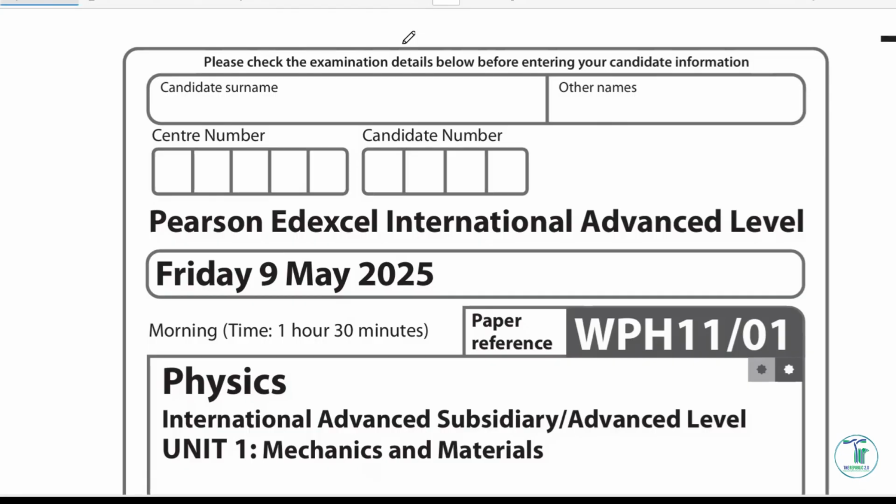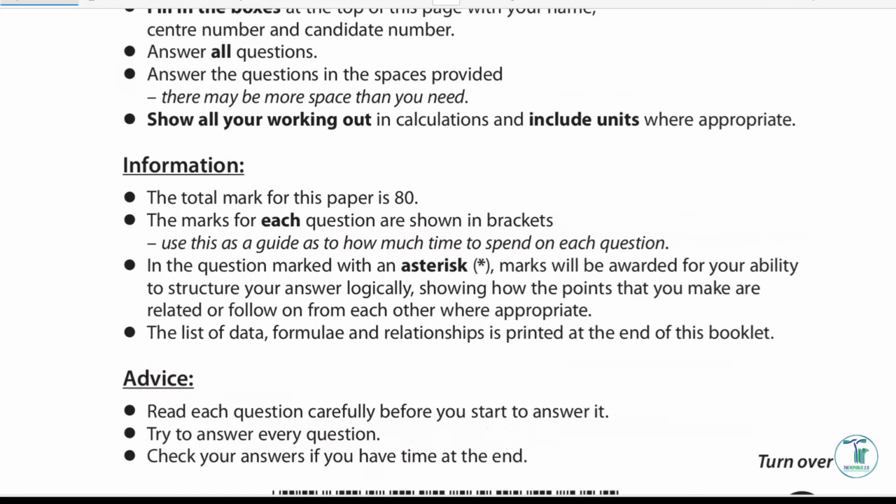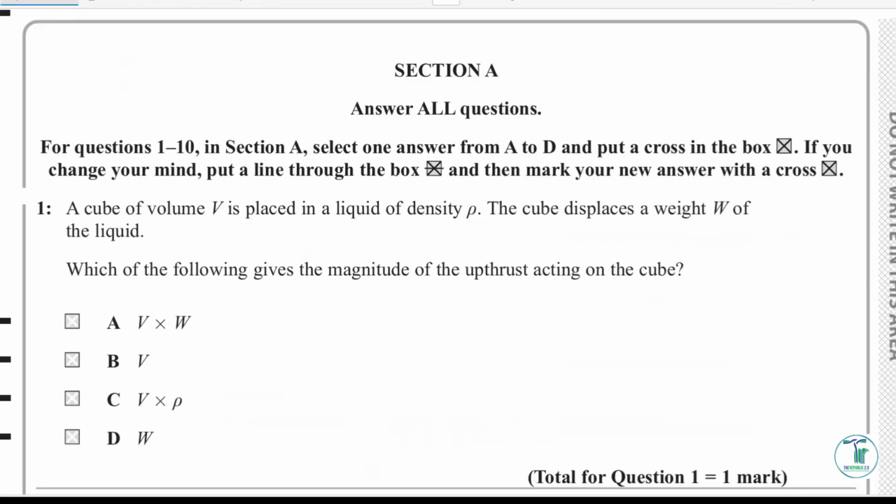Republic 2.0, and today we're going to do the May 2025 IAL Edexcel International Physics Paper 1. So in Unit 1, we have got the first 10 multiple choices. In this part of the video, we'll try to solve the first 10 multiple choices.